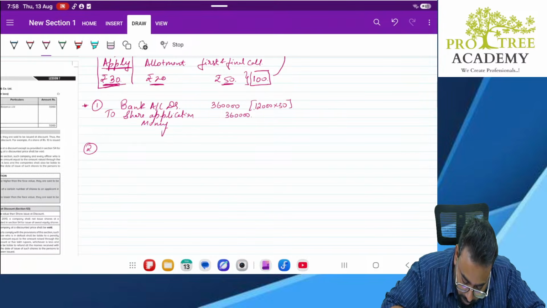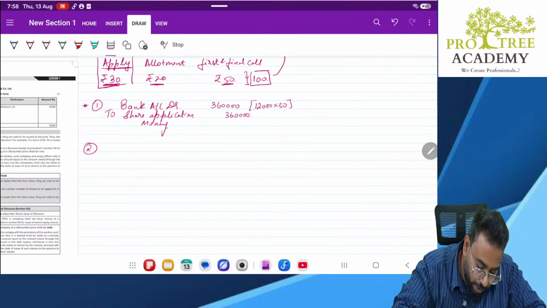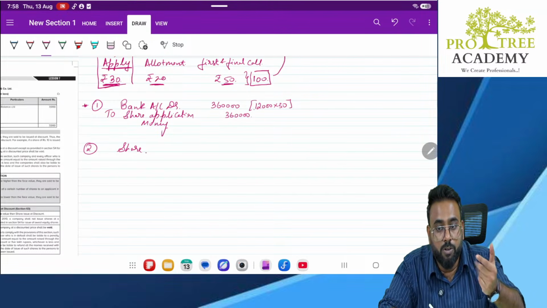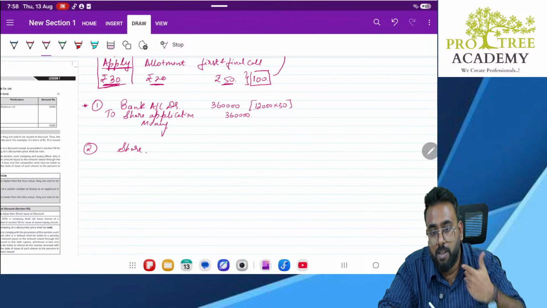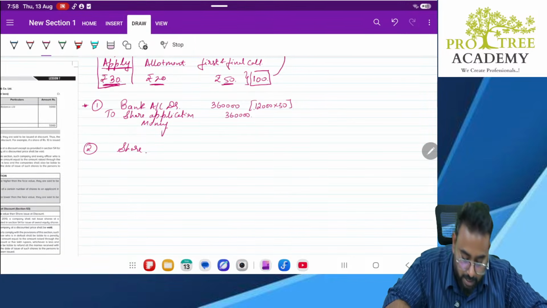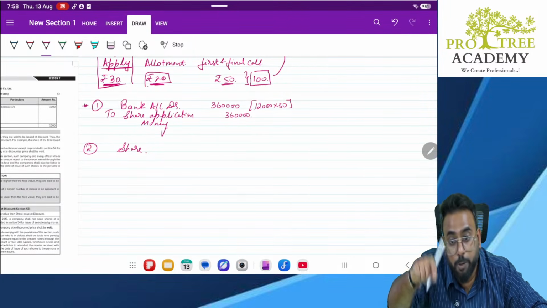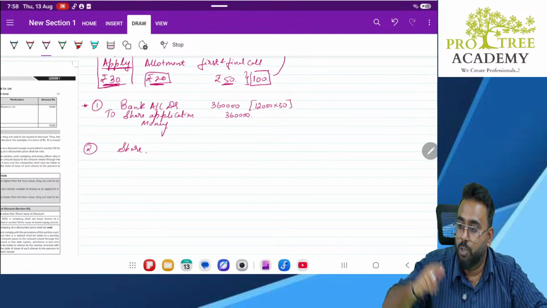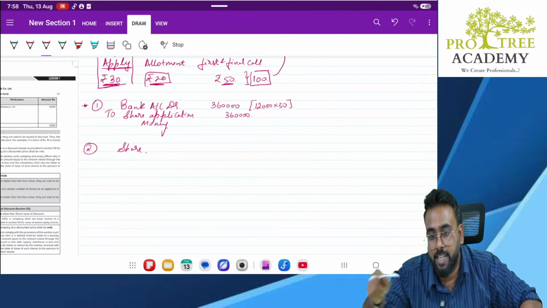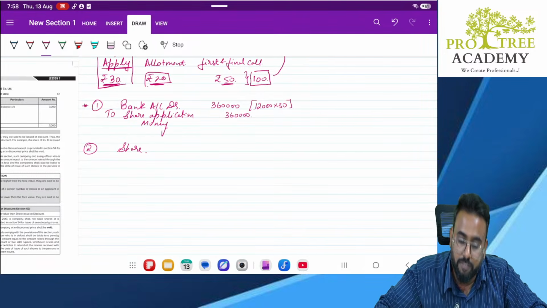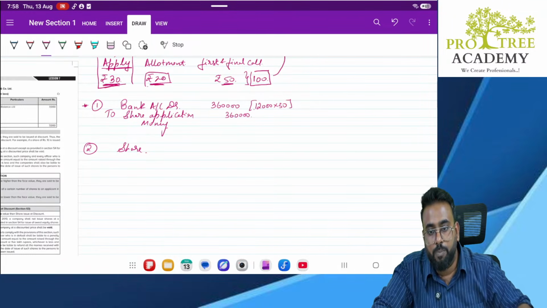Okay, good. So when you allot the shares, you need to receive the money again. Which money, sir? This 20. You have told that on allotment you need to pay 20. So when you allot the shares, that means you are issuing the shares. Yes, sir, I am issuing the shares. Very good. And you need to receive 20 rupees. Yes, sir.